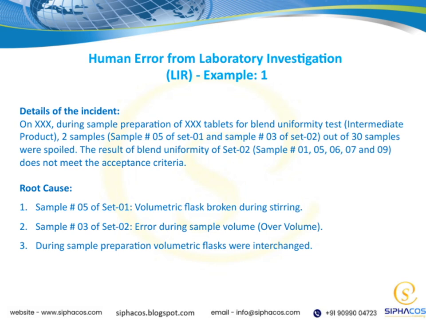Further investigation revealed that during sample preparation, the volumetric flasks were accidentally interchanged. This simple error, a human mistake during the process, significantly impacted the results. This incident underscores the importance of meticulous sample handling and the need for strict adherence to procedures to prevent such errors in the future. It's a clear reminder that even small mistakes can have a big impact on our data quality and overall process integrity.